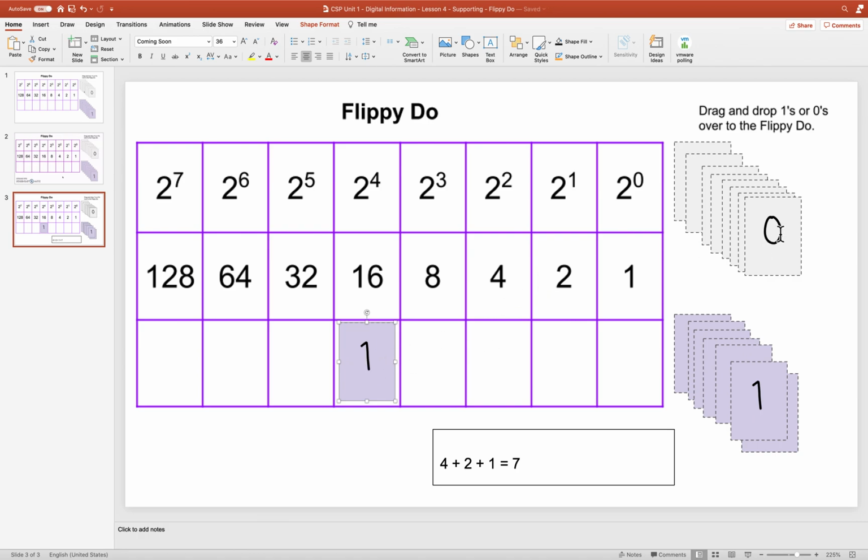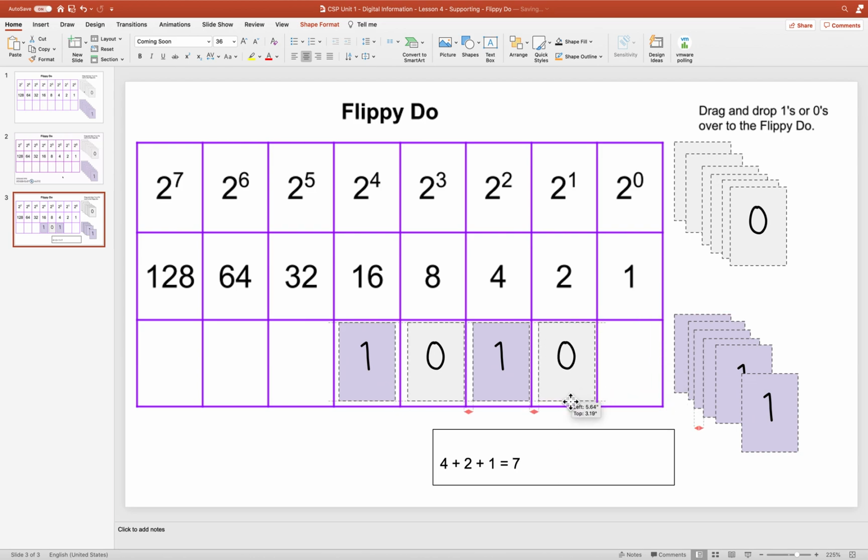16 plus 8 is greater than 20, so that's not what we want. 16 plus 4 is 20. We're in at 20 already, so we know that these ones are 0, 0 and 0.